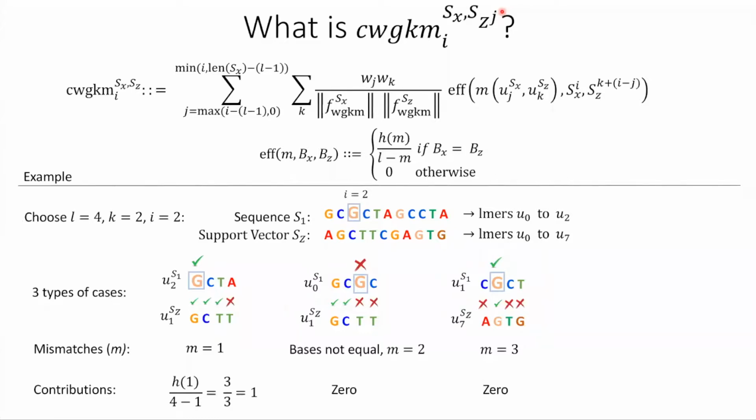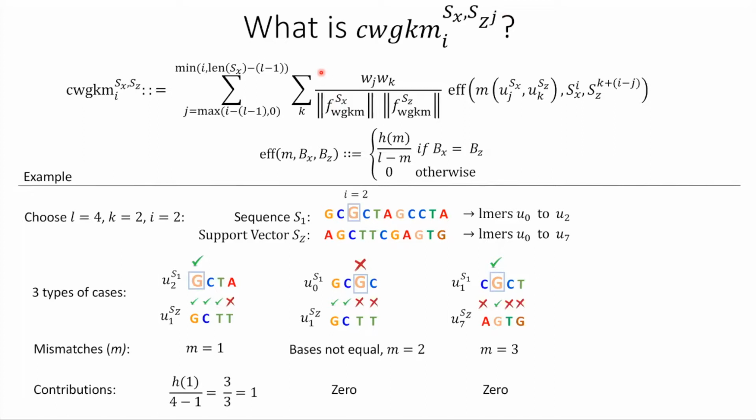So as you can see, the formula for CWGKM_I(SX, SZJ) is rather intimidating. But it turns out to be simple once you work through an example. And that's exactly what we do here. There are two summations in this formula. The outer summation iterates through all the Elmers in sequence SX that contain the position I, the position of interest. The inner summation iterates through all the Elmers in sequence SZ, which is the support vector. So essentially, we're simply looking at all the Elmer pairs which can have a contribution to position I.